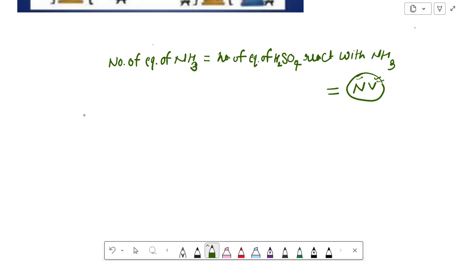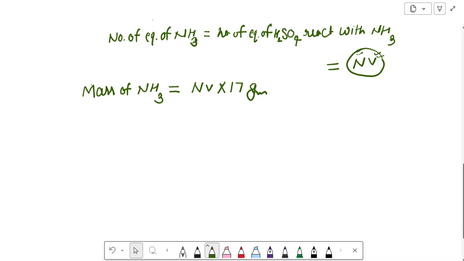Now we can calculate the mass of ammonia. So mass of ammonia is equal to the number of equivalents, means NV, into the equivalent weight of ammonia, that is 17. So that is the mass of ammonia we are getting from our sample. We can calculate the mass of nitrogen. How can we calculate the mass of nitrogen?